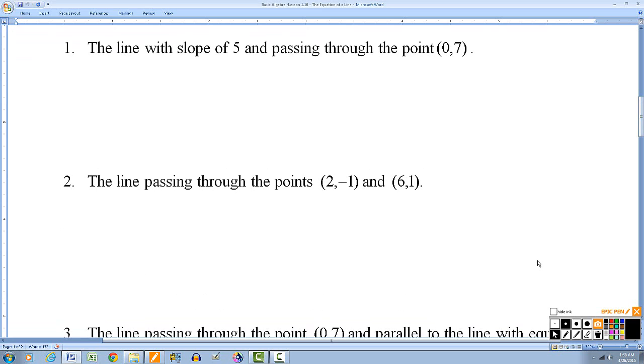This one says, I want the equation of the line passing through the points (2, -1) and (6, 1). So again, from the formulas that I just went over, if you know the slope of a line and you know the y-intercept, it's easy to find the equation, as in problem 1. If you're given 2 points, you should be able to find the slope using the formula above and then using the point slope form. So go back to this one here.